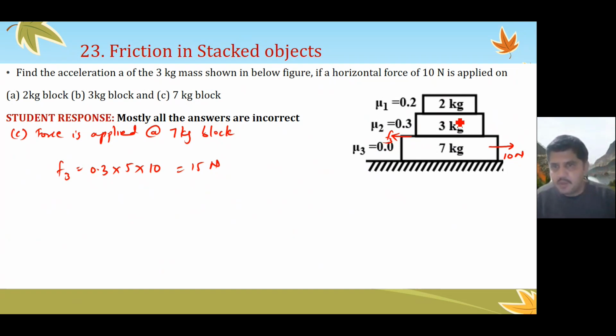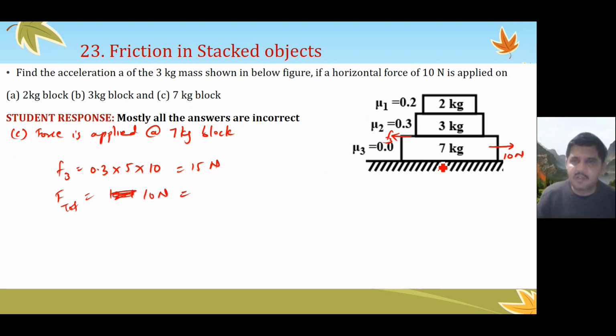Will this 7 kg move away from here? Definitely no. It is something like if I put my hand like this and I try to move it like this, I'm not able to move it because this weight is much larger, right? So therefore, all the three will now start moving together, right? There's a total applied force. Total applied force is 10 Newton.